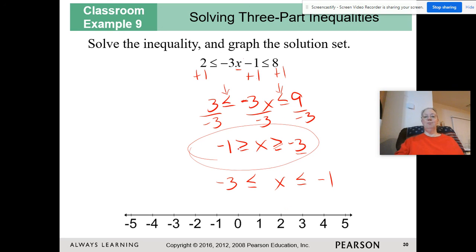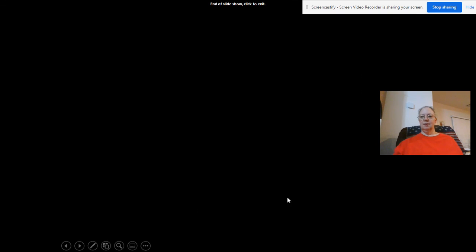I reversed it here because I divided by a negative. I flipped it here because I rewrote it so that the smallest number is on the left. Smallest number has to be on the left. We've got -3 and -1, and they're both equal to, so they both get brackets. And there you go, section 2.8.